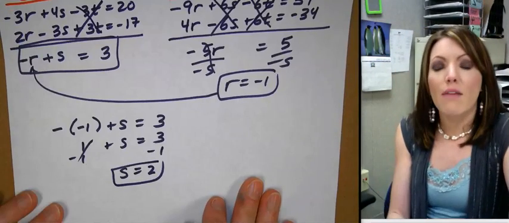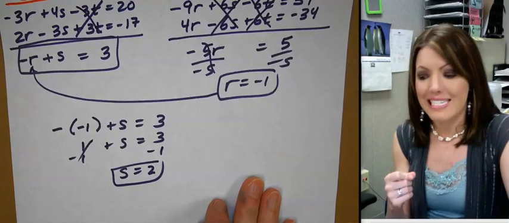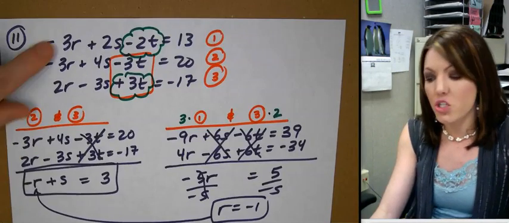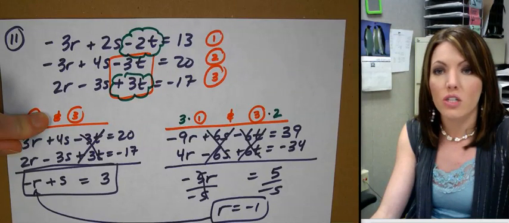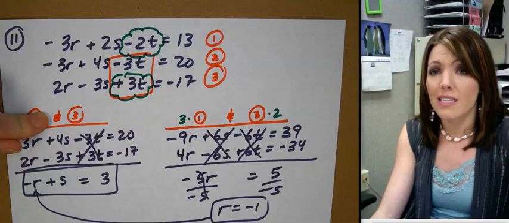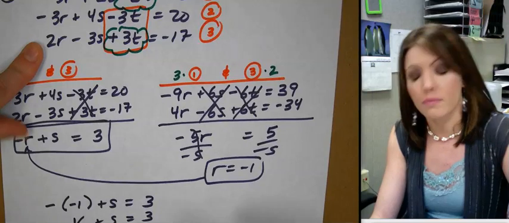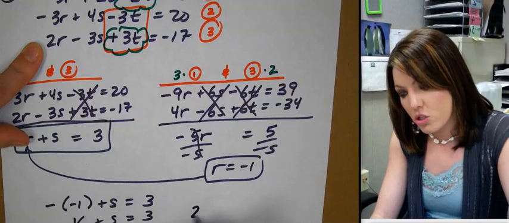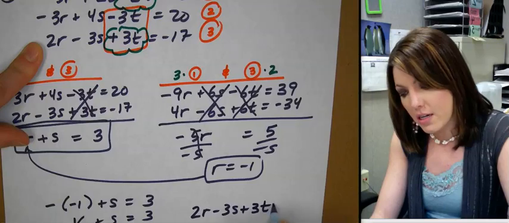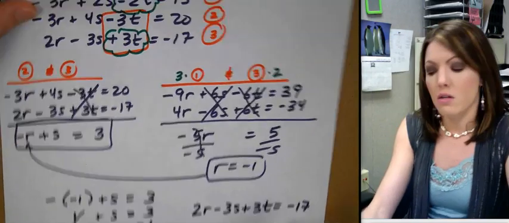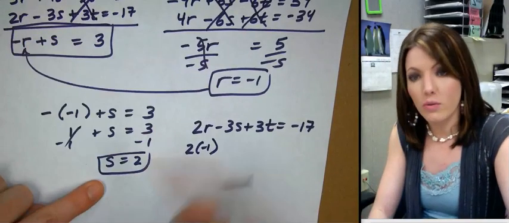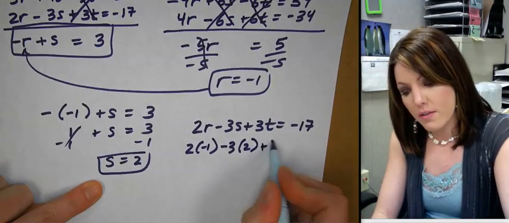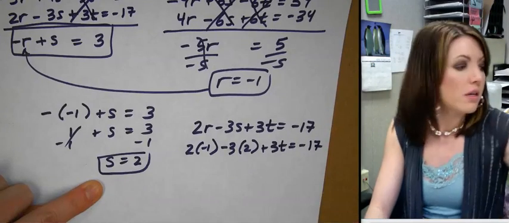Okay, now we have r and we have s, we are only missing t. Well, guess what? We have a bunch of options up here that we can take our r and our s and plug them into so that we can find our t. So I'm looking for the one that has the least amount of negatives in it. And that looks like equation 3 to me, but any of them will work. So I'm going to take equation 3, 2r minus 3s plus 3t equals negative 17. And I'm going to take the r that I just found and plug it in for r, the s that I just found and plug it in for s, and this will allow us to solve for t.